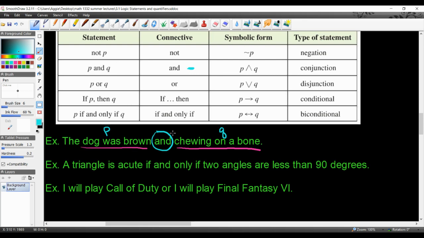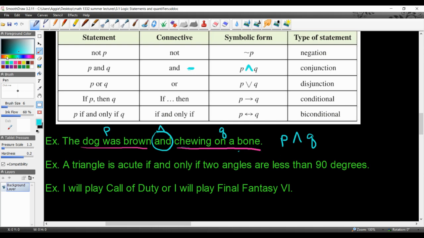The dog was brown and chewing on a bone. So this is how we label our P and Q. The and is this symbol in the middle. It's this part right here. So this would be our symbol right here. In other words, this first example could be written as P and Q, where P represents the dog was brown, Q represents chewing on a bone.